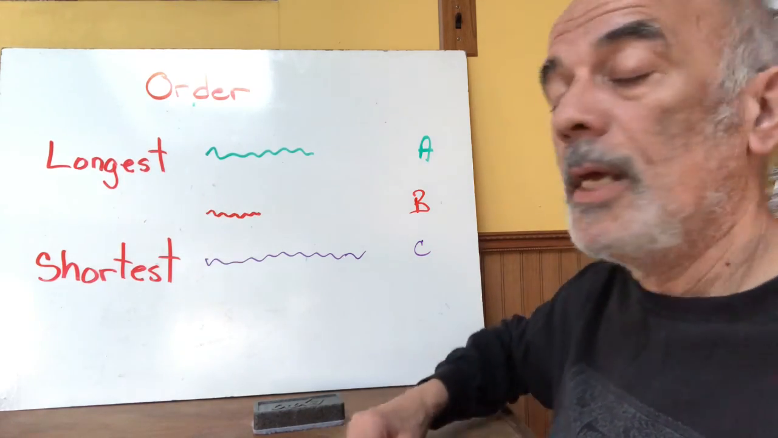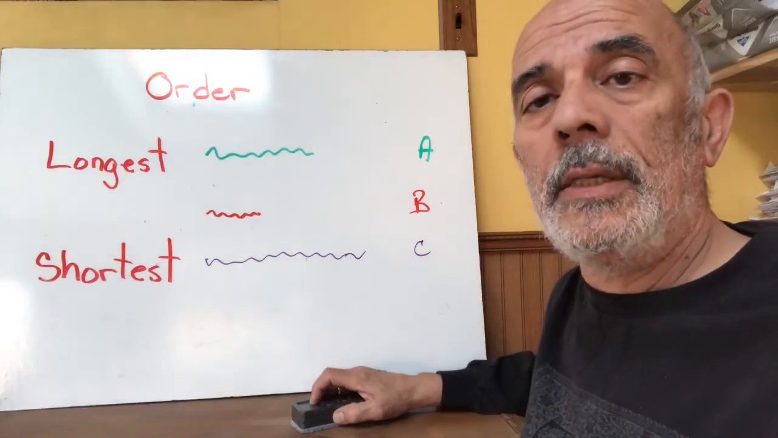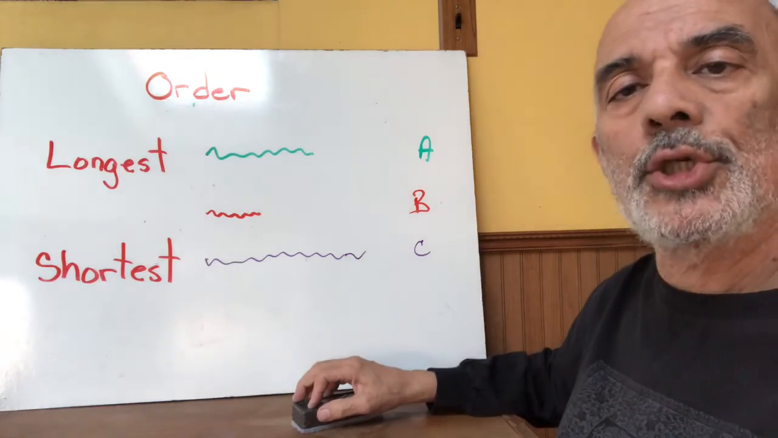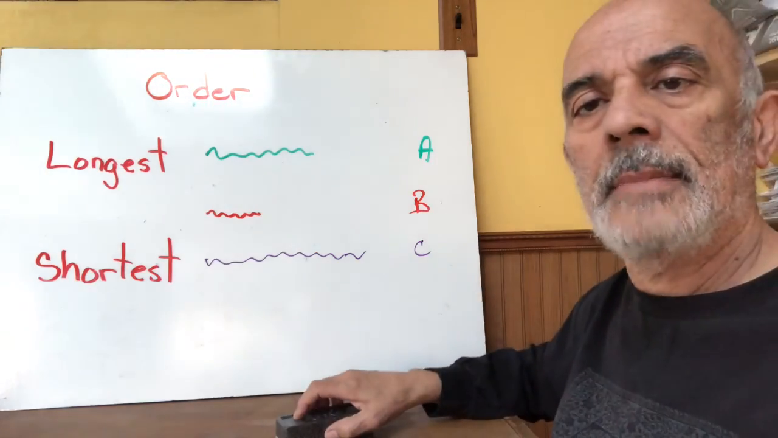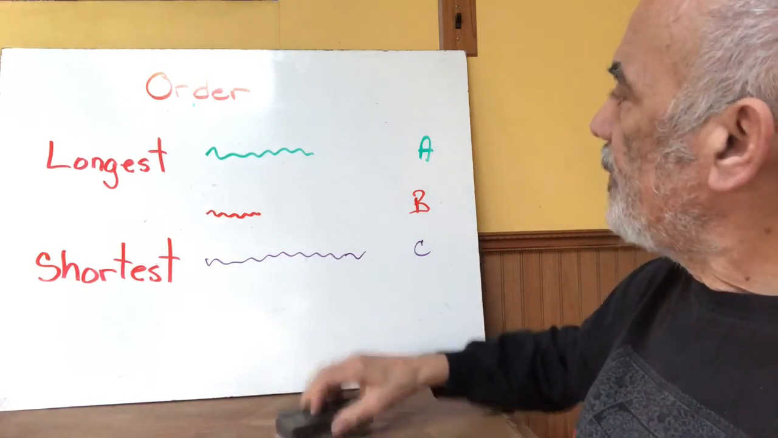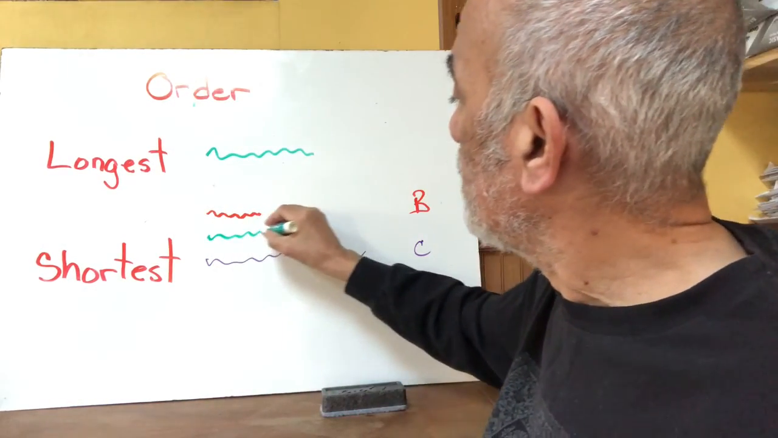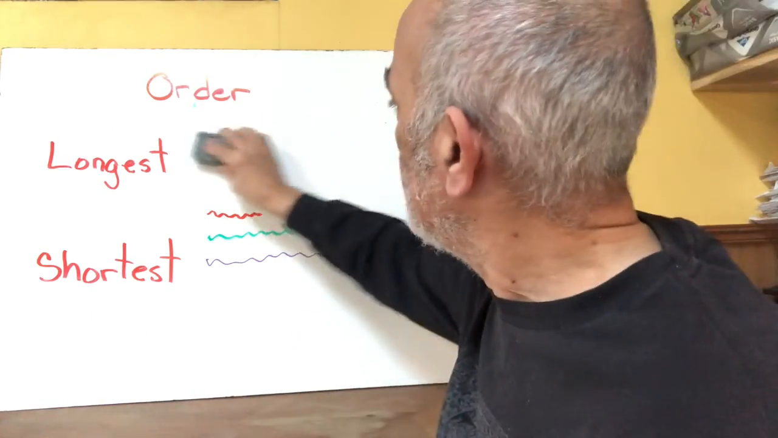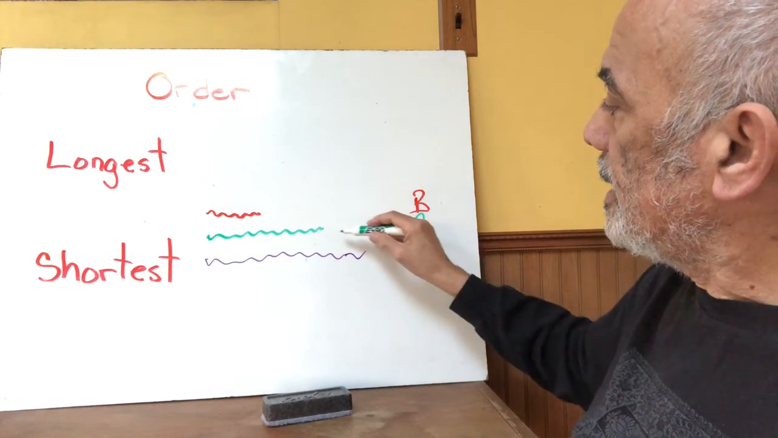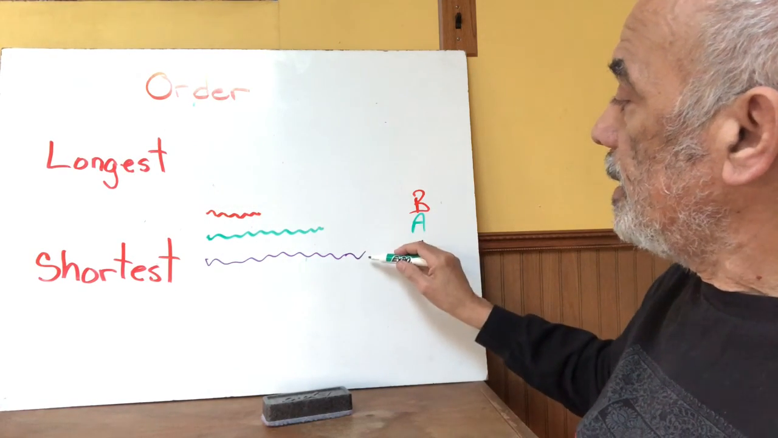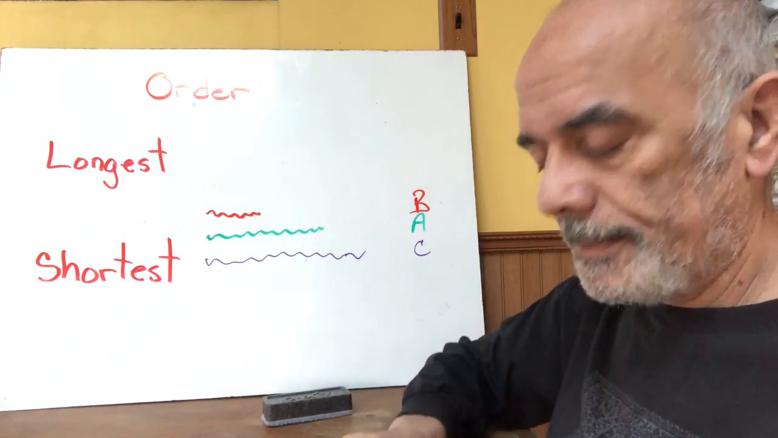Okay. You can always pause the video and think about it. If we look, if we want the shortest one on top, that would have to be B. B is your shortest line. We would have to take A, the green one, and move it to that position. Now we have shortest, a little bit longer, and longest. We have ordered from shortest to longest.